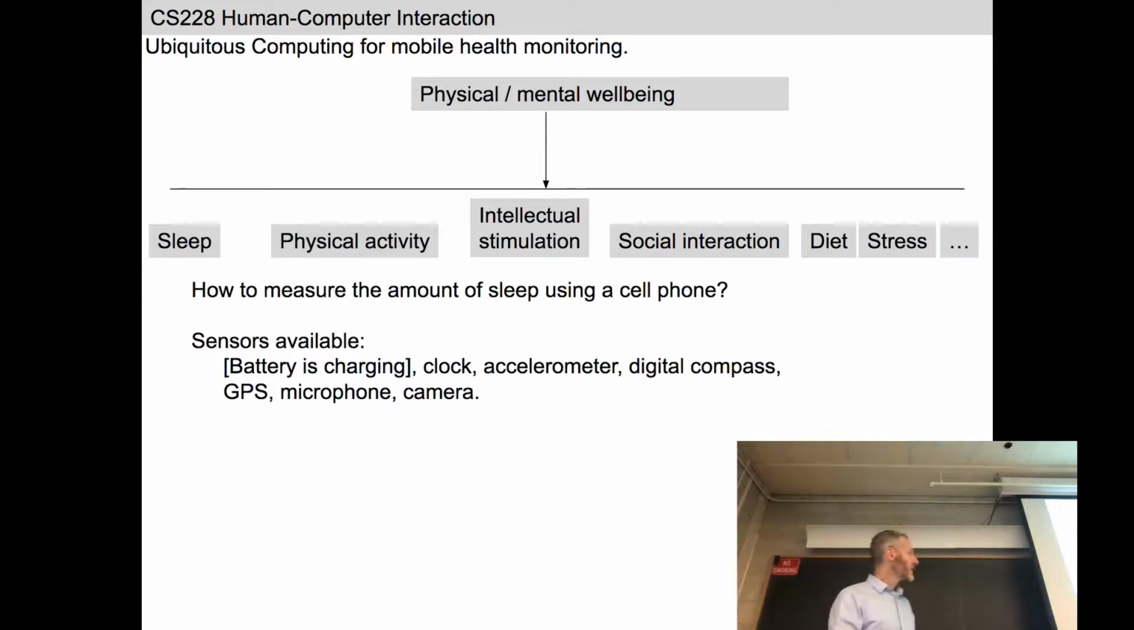Okay, let's tackle sleep first. Most of our phones today have a sensor that knows whether the battery is being charged or not. We've got a clock, accelerometer, digital compass, GPS, microphone, camera. If you're going to write a sleep app to try and predict the number of hours of sleep per day that the user is getting, how would you combine these sensors together to do so?